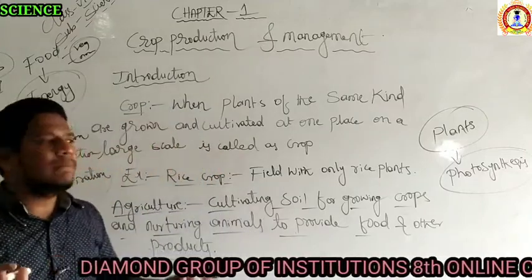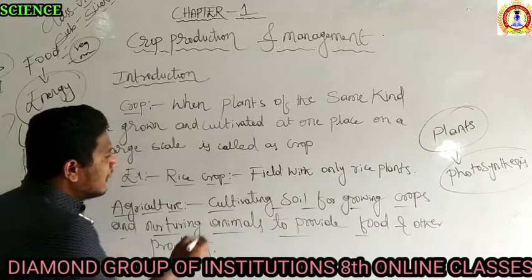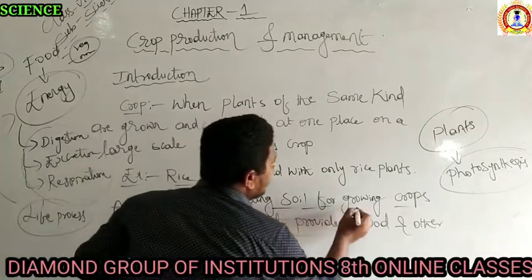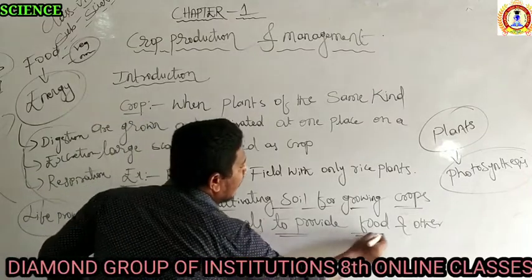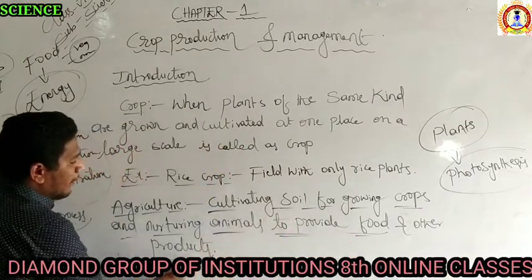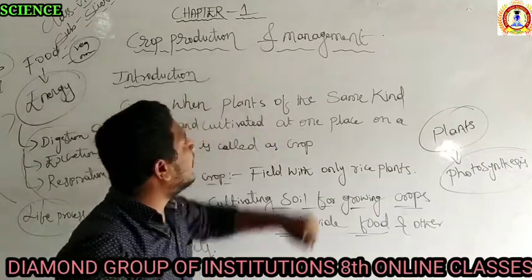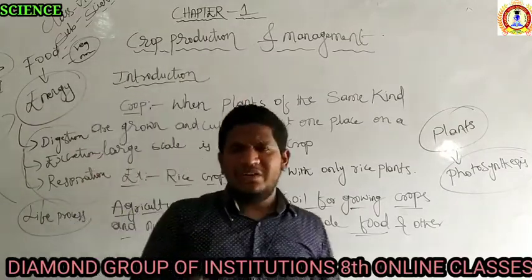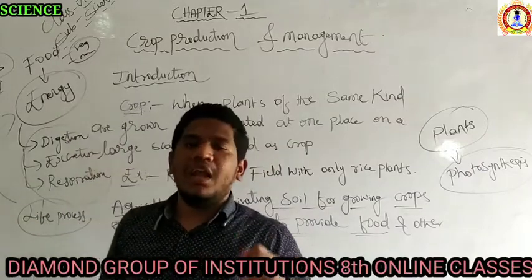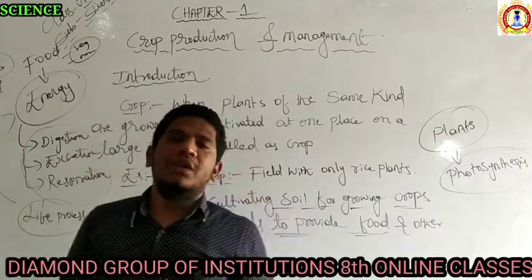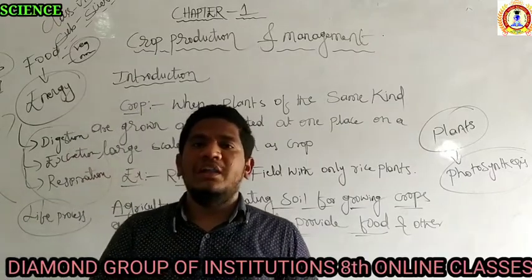Agriculture doesn't only mean growing crop products. It is cultivating the soil, growing crops, and nurturing animals to provide food and other products. So this all comes under crop production and management. So what is the need of crop production and management? Simple: to feed the large population of the world and of India, there is a need of crop production and management.